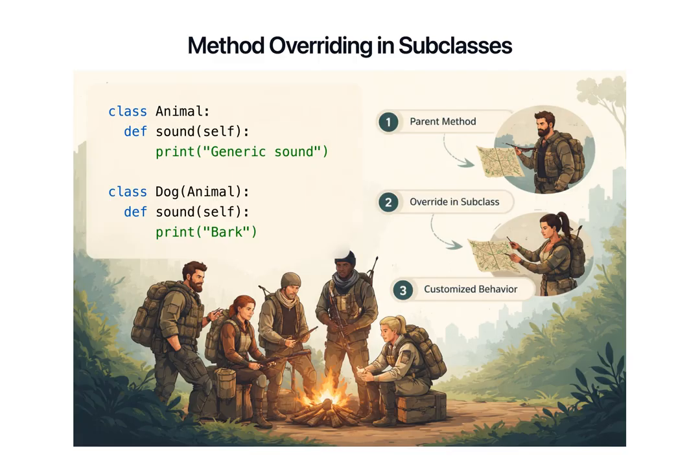Method overriding occurs when a subclass provides a specific implementation of a method that is already defined in its superclass. This allows for customized behavior in subclasses, enhancing code flexibility.